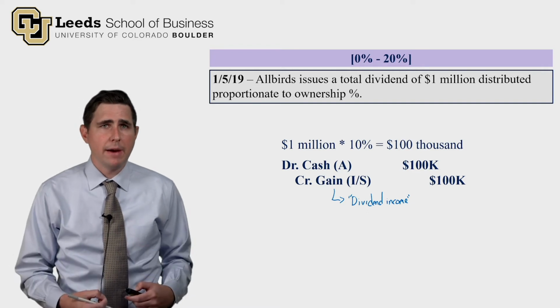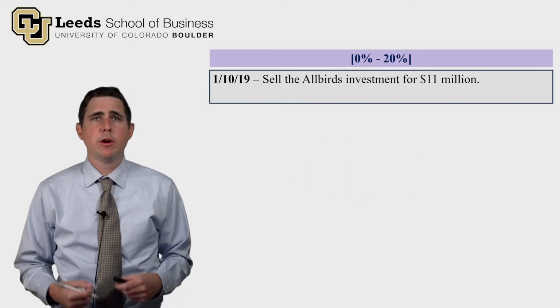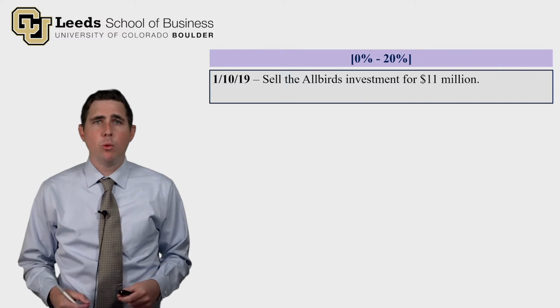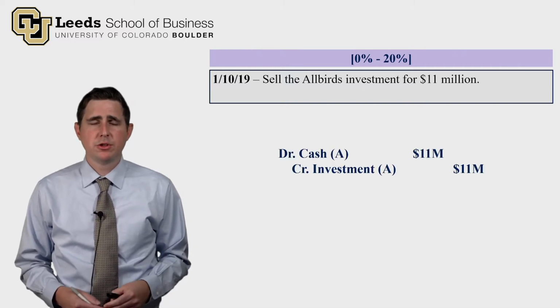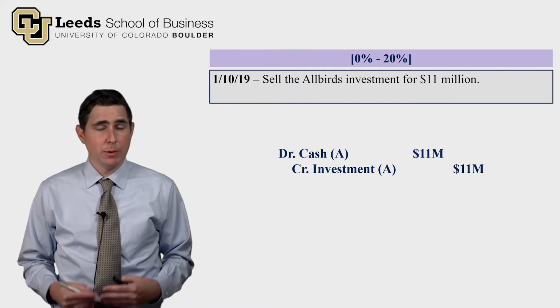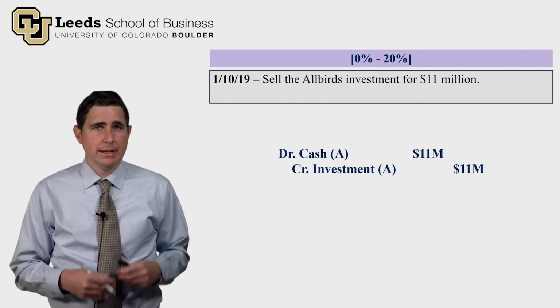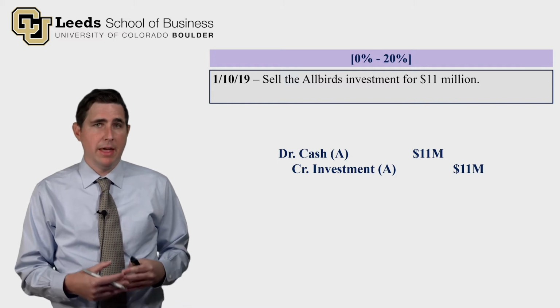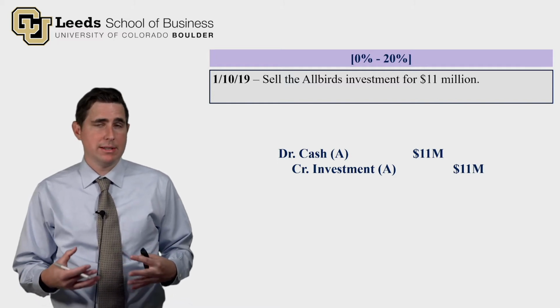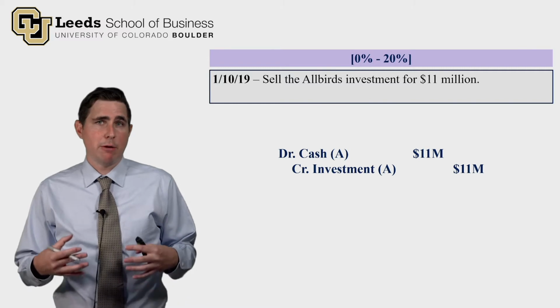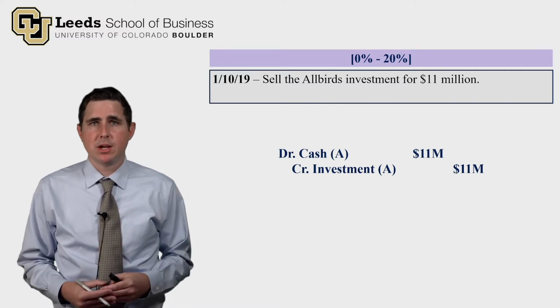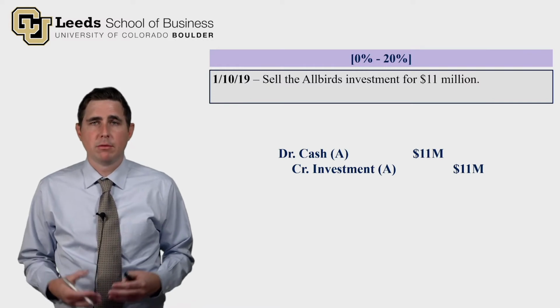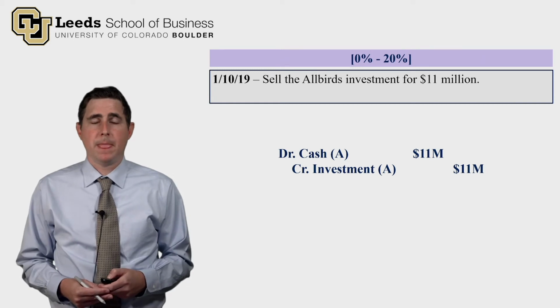Okay, so after January 5th, we go to January 10th, 2019. Now we sell the Allbirds investment for $11 million. Here's the journal entry. Remember that investment account was sitting at $11 million. It started at $10 million. Then we had a gain of $1 million, so it's sitting at $11 million. We're going to now receive $11 million for that investment. So we debit cash, receiving the cash, and we credit the investment account, reducing it to 0 and removing it from our balance sheet. And that's the fair value method.